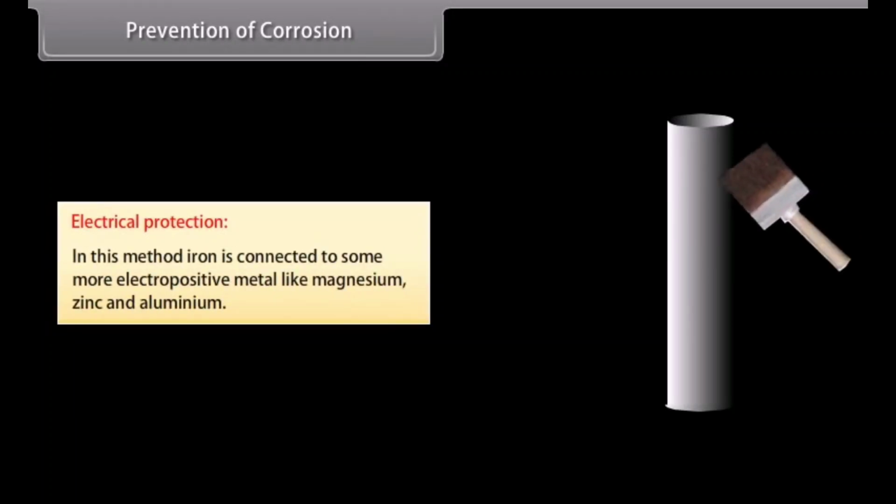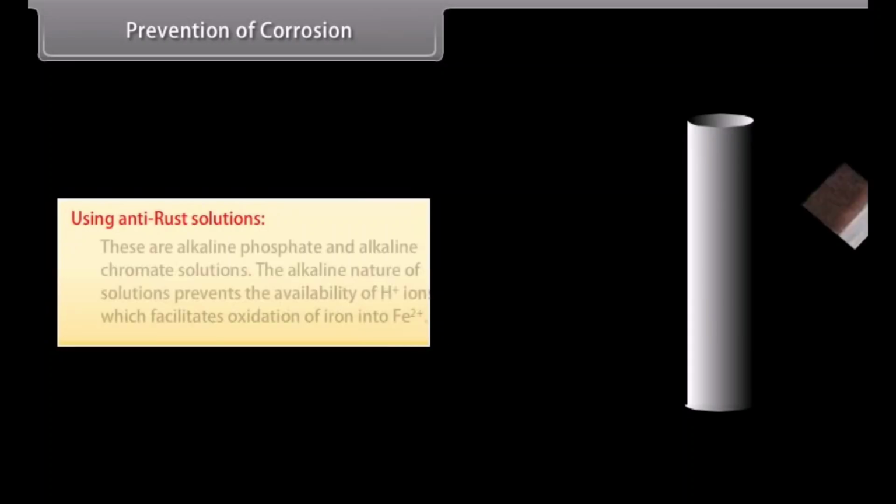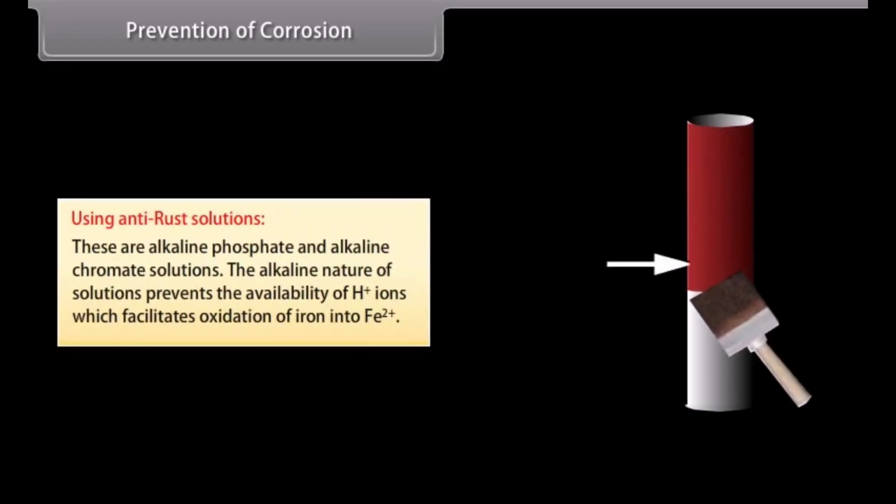Electrical protection. In this method, iron is connected to some more electropositive metal like magnesium, zinc, and aluminium. Using anti-rust solutions. These are alkaline phosphate and alkaline chromate solutions. The alkaline nature of solutions prevents the availability of H+ ions, which facilitates oxidation of iron into Fe2+.